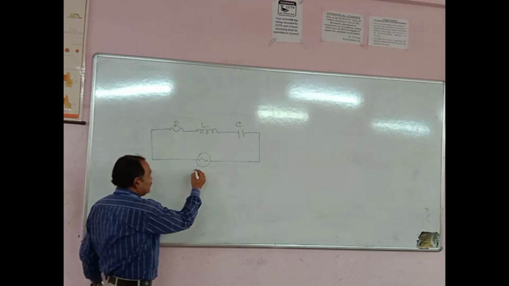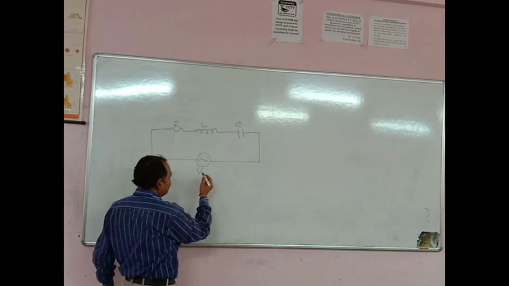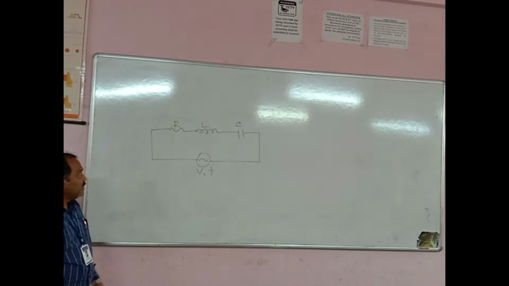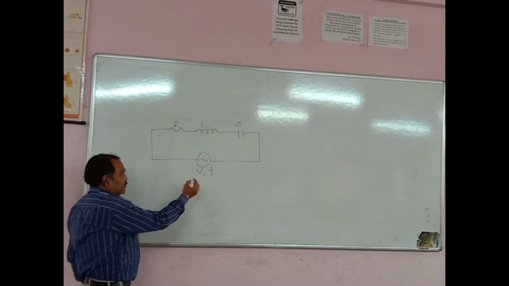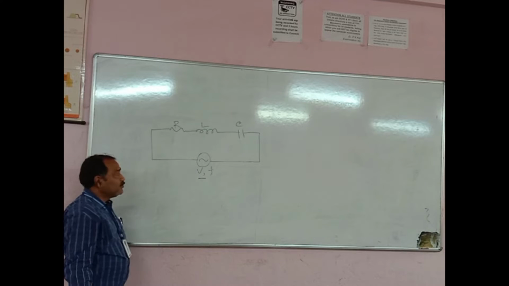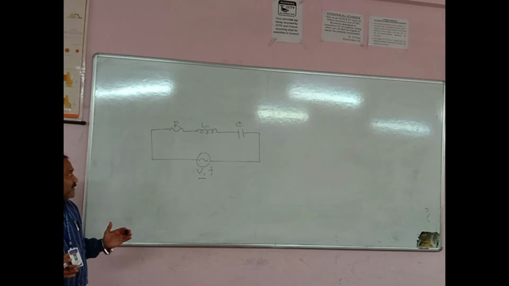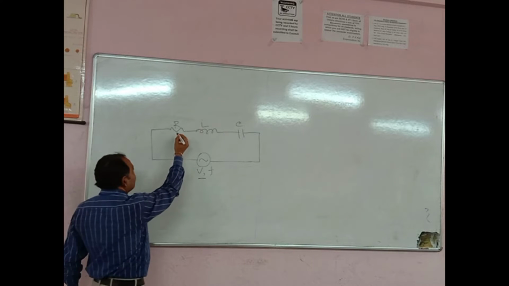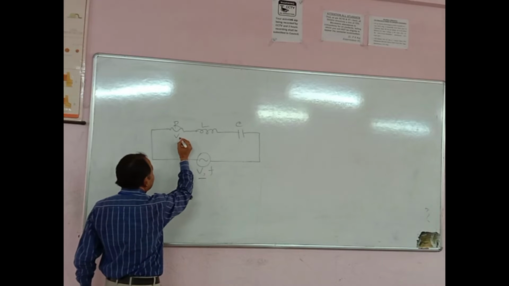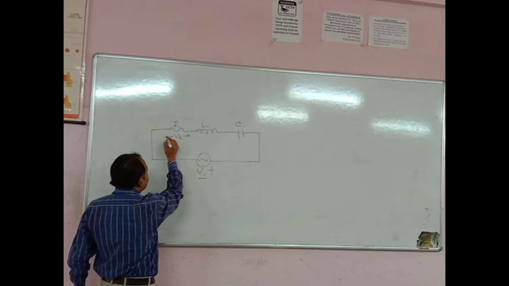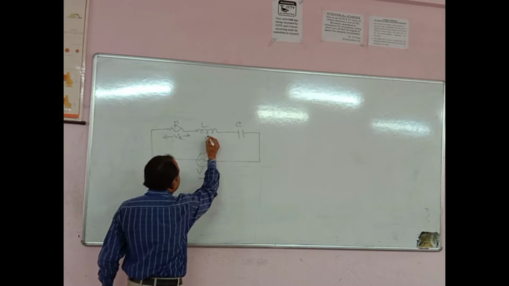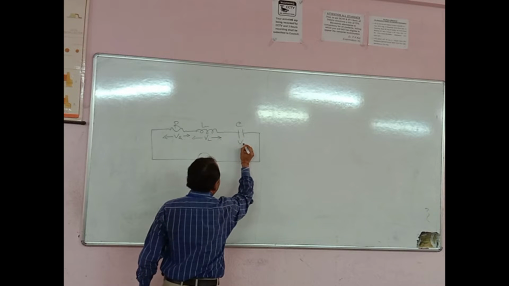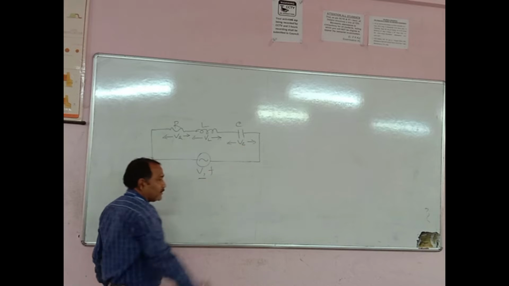Here an AC supply voltage is given with a certain frequency. Whatever voltage is supplied to the circuit, the total voltage will get divided into these three elements. The voltage across the resistance is VR, the voltage across the inductance is VL, and the voltage across the capacitance is VC.